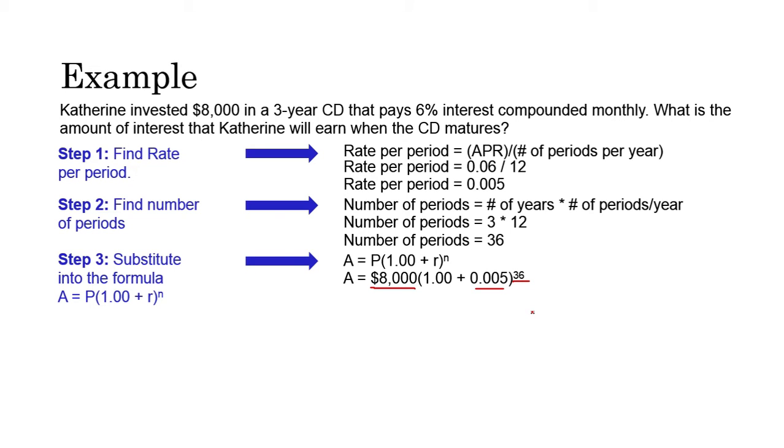So now we just use PEMDAS. We do what's inside the parenthesis first, so that is 1.005, just adding it together. Next one is E, which is exponent, so that means 1.005 to the 36 power. Plug that into your calculator and you get this big number.